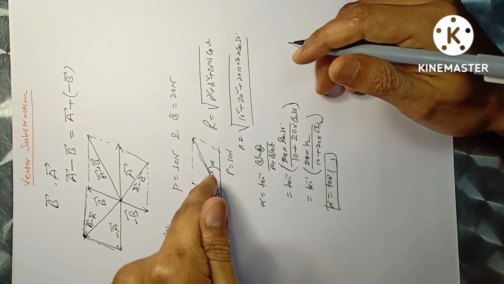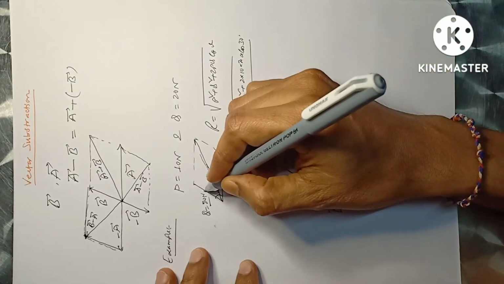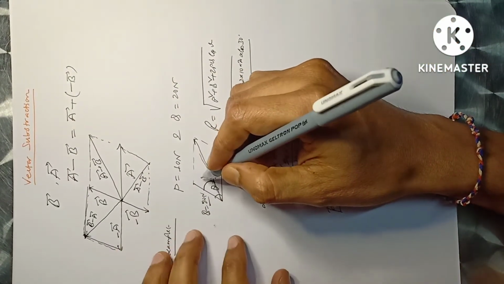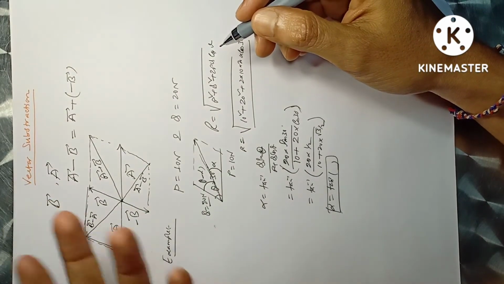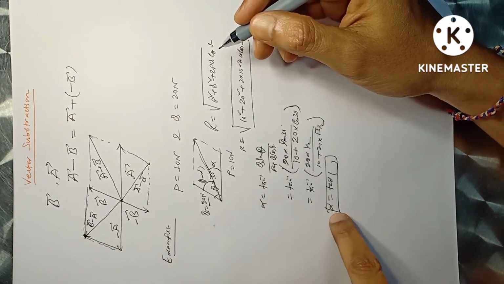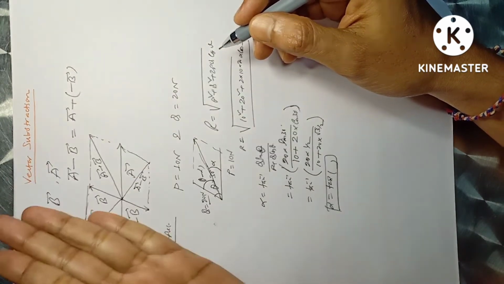What about the angle it makes with Q? To find the angle with Q, it means theta minus alpha. You know theta equals 30 degrees and we also get alpha from this equation. So we can also calculate the angle it makes with Q.